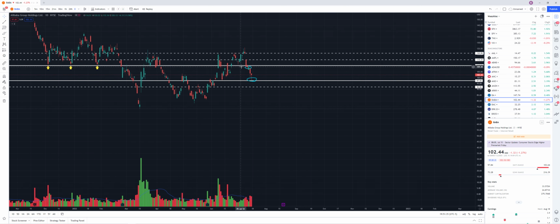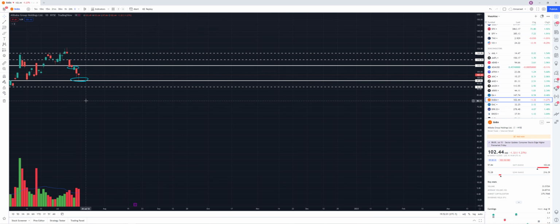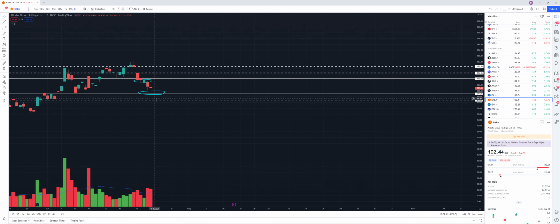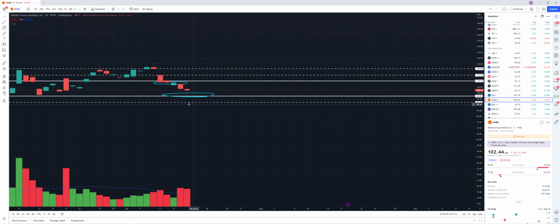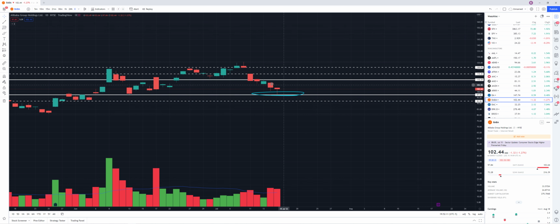that $110-ish line that I set up here, and that was the cue. So the first day it did break down, the second day it broke down, and after that it did a little retest. Upon the retest, I wanted to see how successful that retest was going to be. I'm going to zoom in a little bit so you can see, and you can see a small wick that moved up.